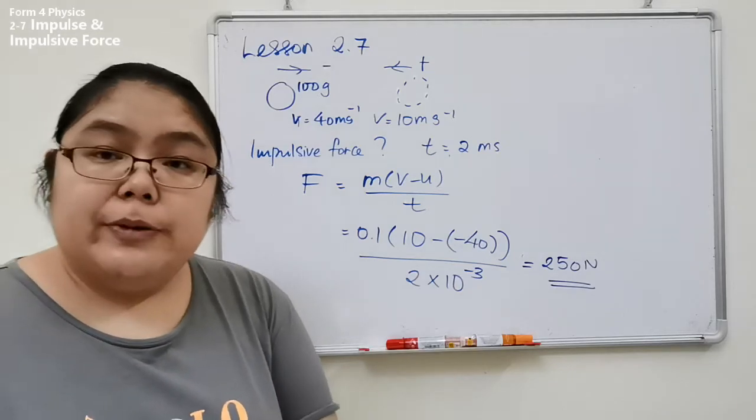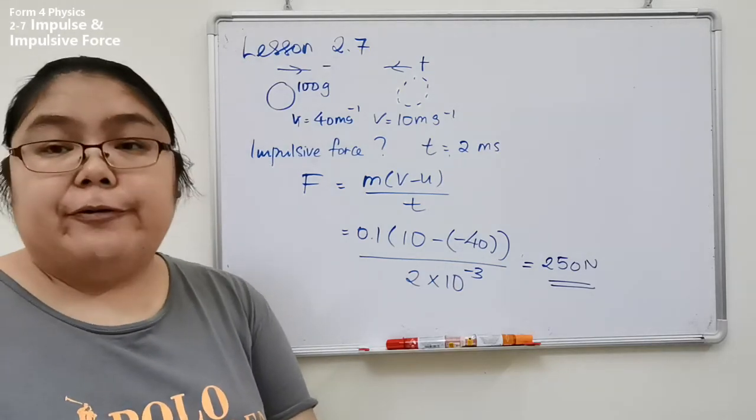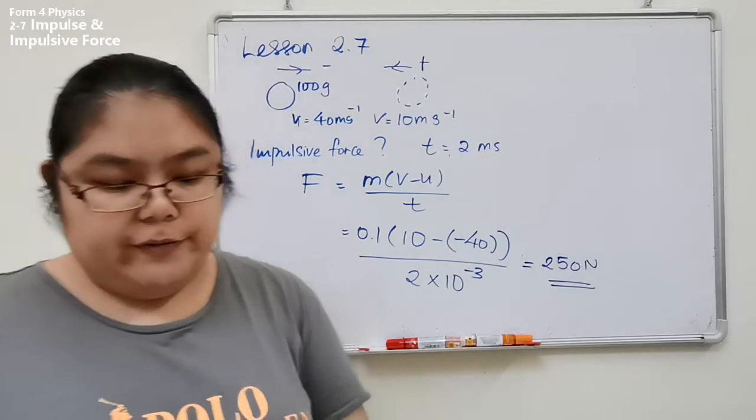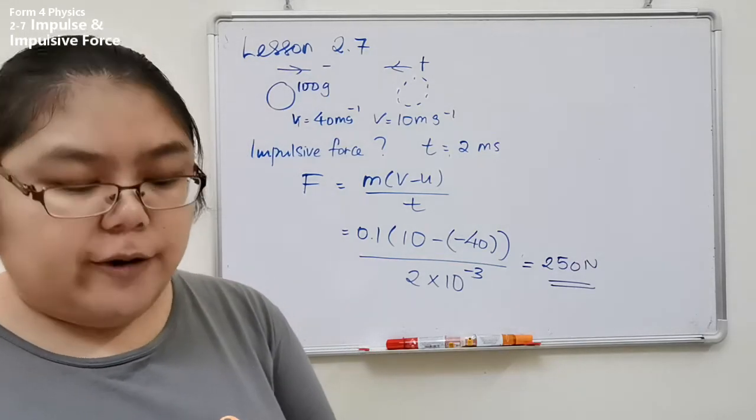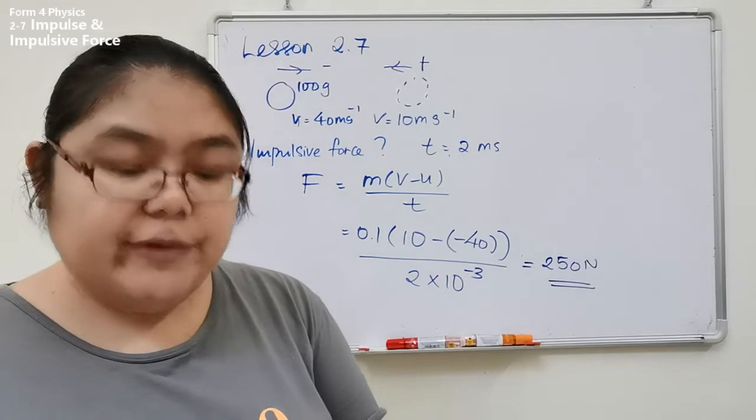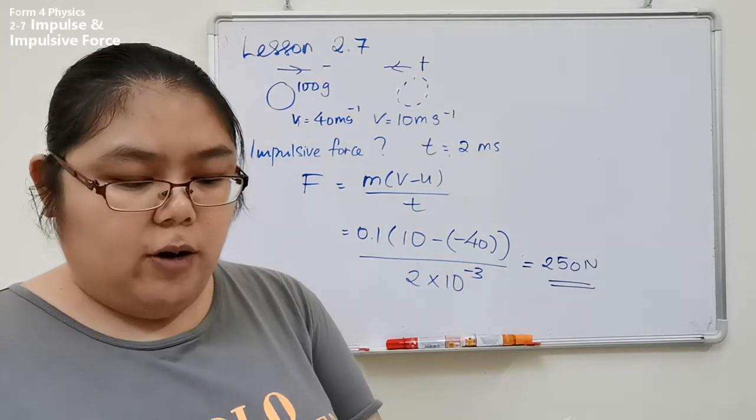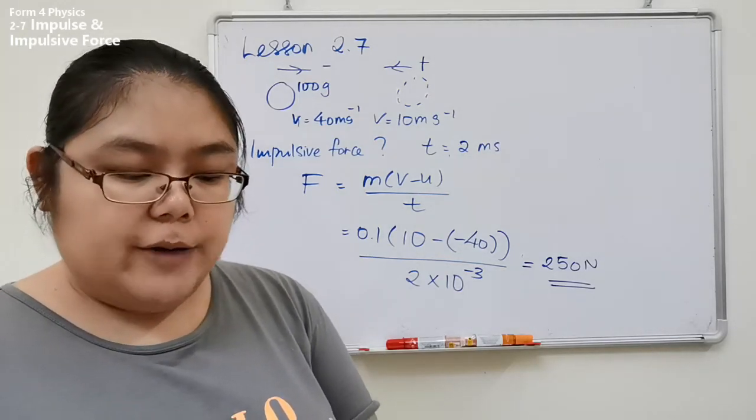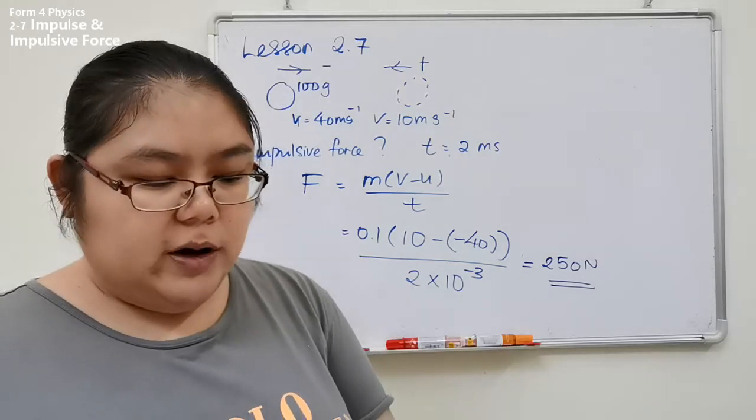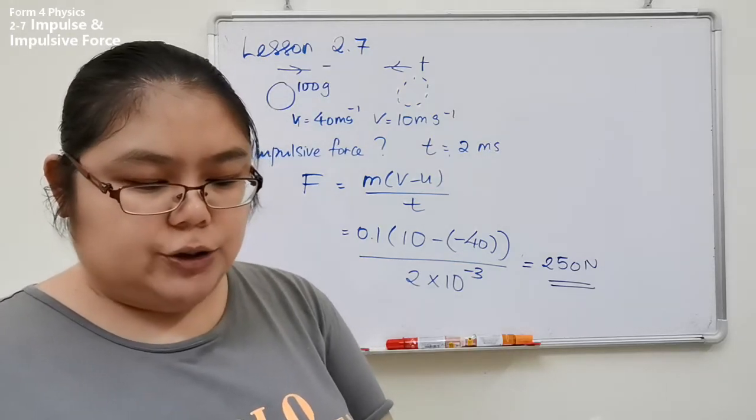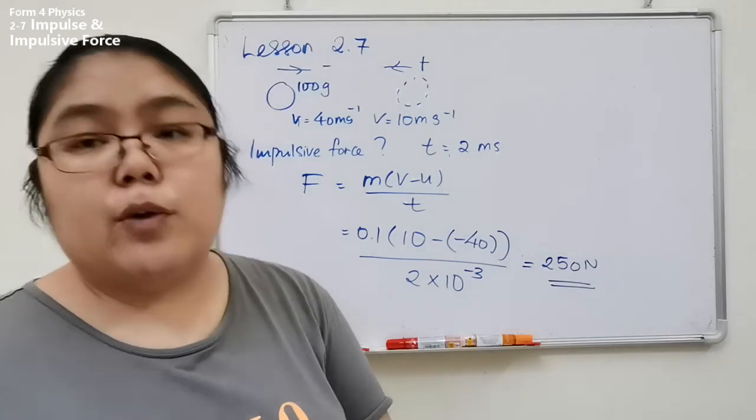Okay, so this one is example 4. Then we need to go to example 5. Okay, we understand example 5 first. A ball of mass 50 kilograms falls from a high place to the ground. The velocity of the ball when it just touches the ground is 4 m/s².